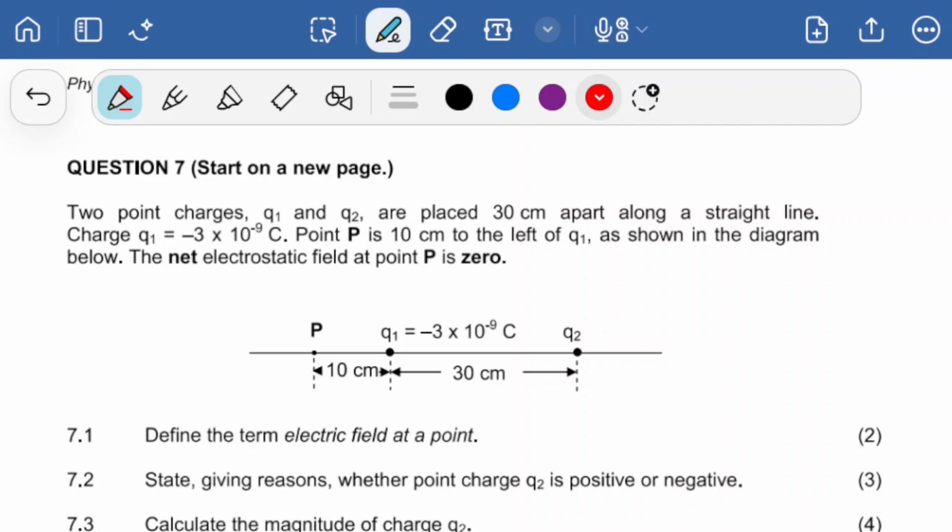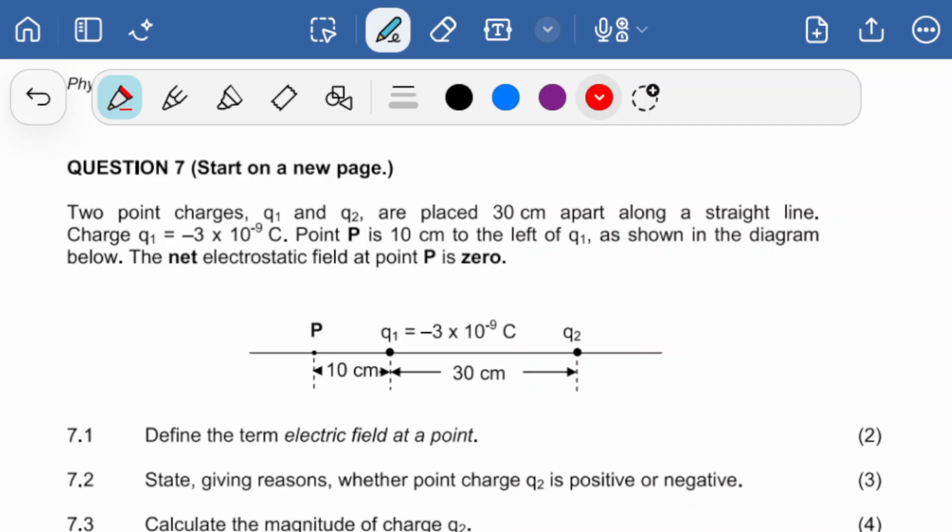So it says two point charges Q1 and Q2 are placed 30 centimeters apart along a straight line. Charge Q1 equals minus 3 times 10 exponent of minus 9 coulombs. Point P is 10 centimeters to the left of Q1. As shown in the diagram below, the net electrostatic field at point P is zero.